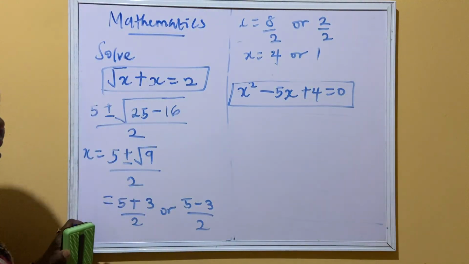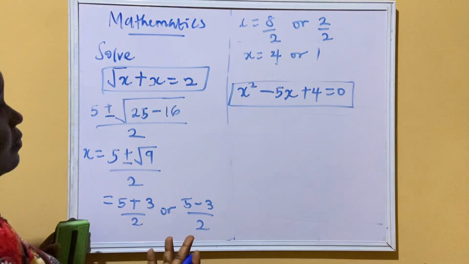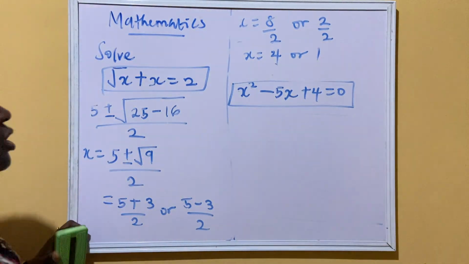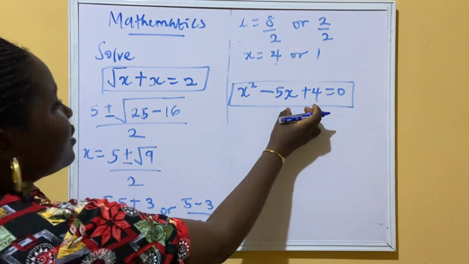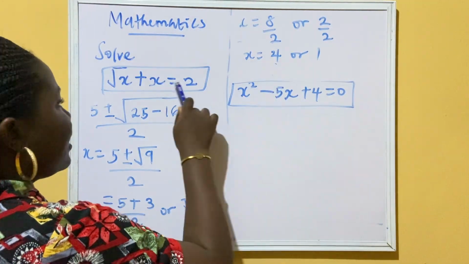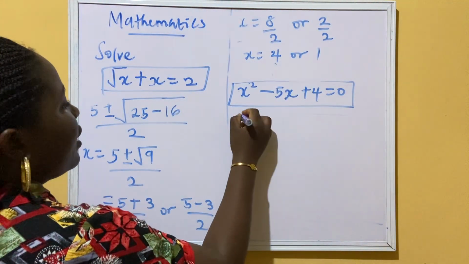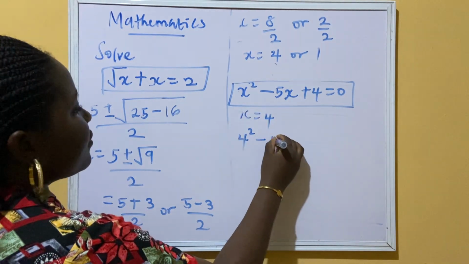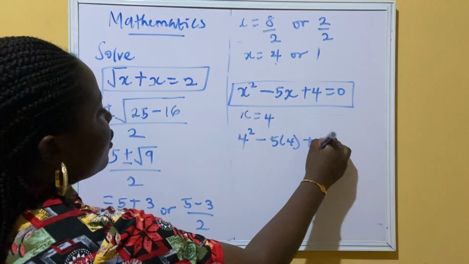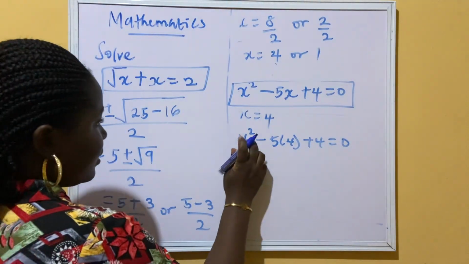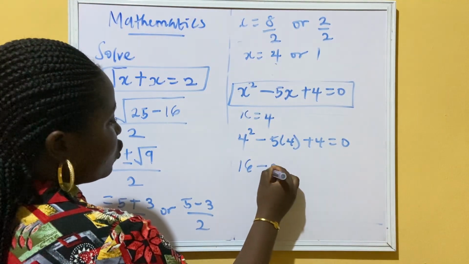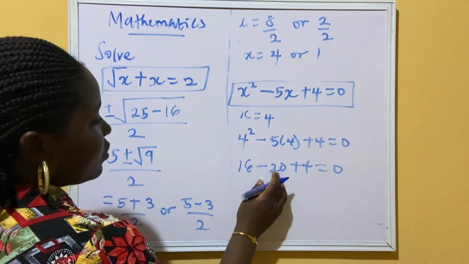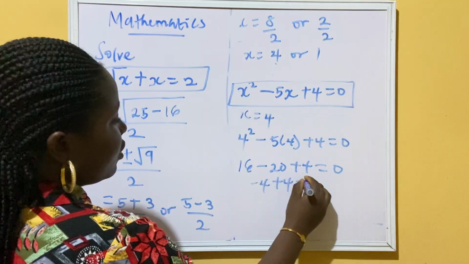So we're not done. Yeah, we're done actually, but we need to test so that we know which of the values of x to pick, which one is suitable. So let's try 4 in this equation. We're going to test it with this and with this. So let's test for 4. x equals to 4, right? So you have 4 squared minus 5 into 4 plus 4 equals 0. Alright? This is 16 minus 20 plus 4, which is equals to 0. 16 minus 20 is minus 4 plus 4, which is equals to 0.